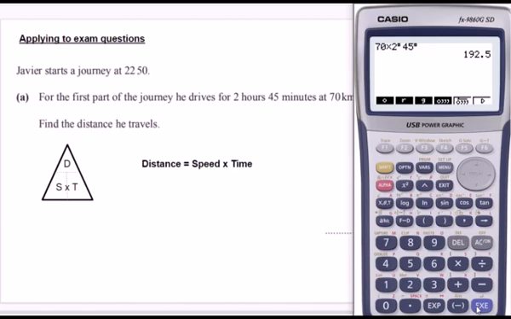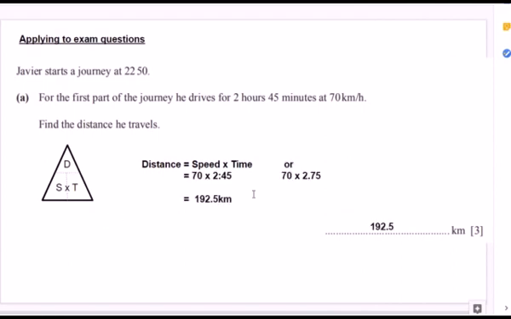Now your other option, thinking about exam mark schemes, would be to convert the 2 hours and 45 minutes to just hours first anyway. That is quite a nice one to do non-calculator. 45 minutes is 3/4 of an hour, so it's 2.75. If you can't remember that, you do 2 hours and 45 minutes and you press execute and it gives you 2.75, and then you can do something like what's shown here. 70 times 2.75 is 192.5. But I think if you can get to this 192.5, you're going to get all 3 marks.